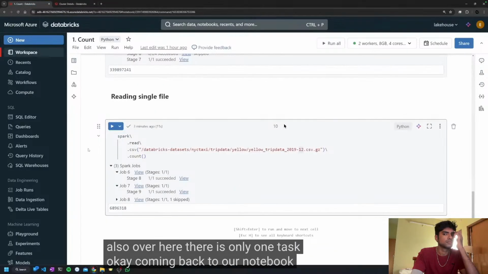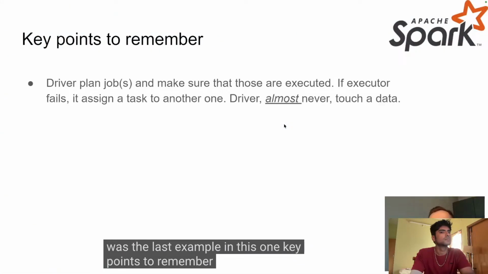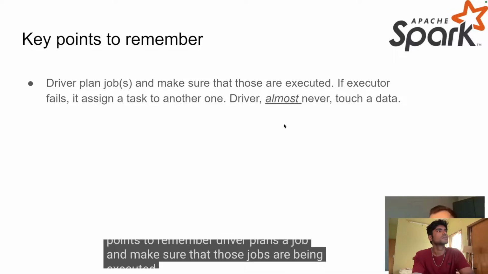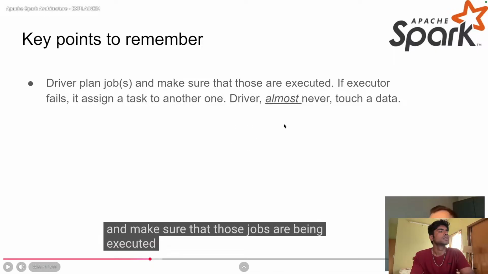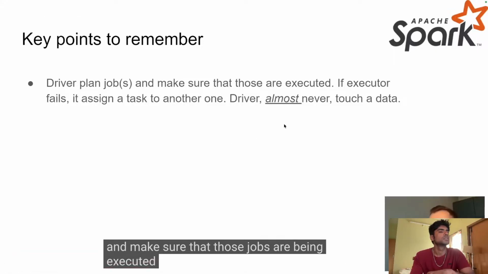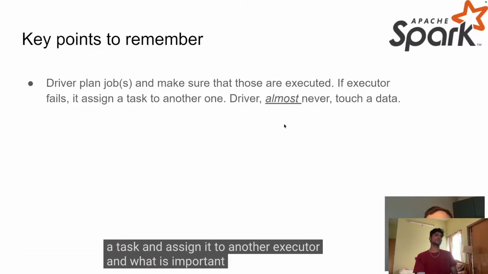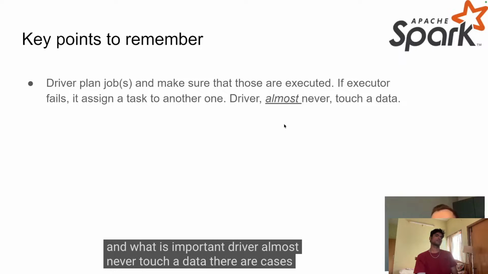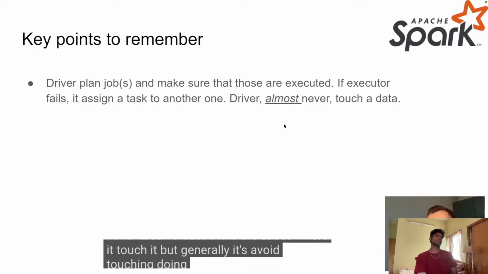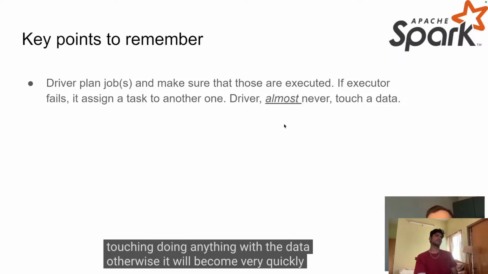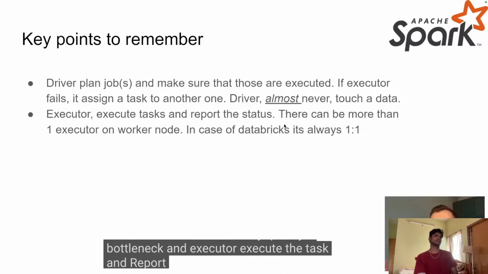Okay, coming back to our notebook, that was the last example in this one. Key points to remember: the driver plans a job and makes sure that those jobs are being executed. If an executor fails, it will take a task and assign it to another executor. And what is important, the driver almost never touches the data. There are cases where it touches it, but generally it avoids doing anything with the data. Otherwise, it will very quickly become a bottleneck. And the executor executes a task and reports the status to the driver.